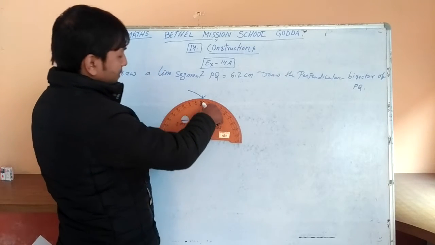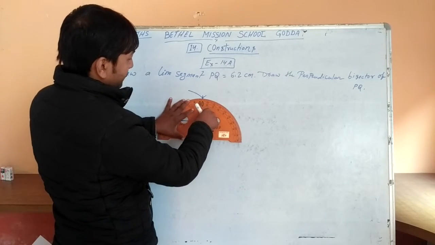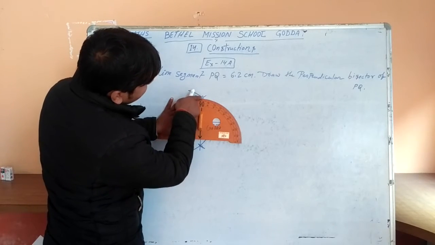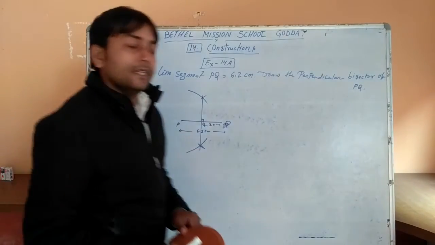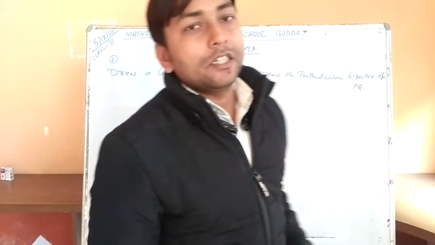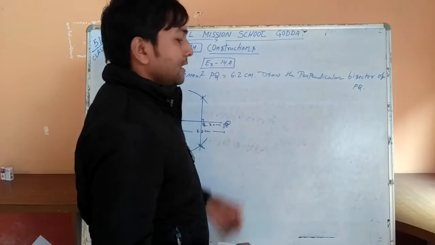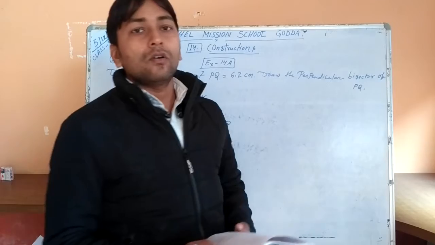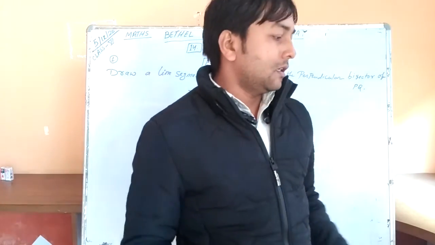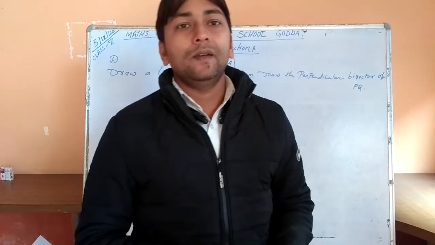Okay, this line and this line, it match. That's why it is 90 degree. This way you can draw a perpendicular line. Draw a line and then bisect by using compass. Okay. Now I am going to teach how can you divide an angle.